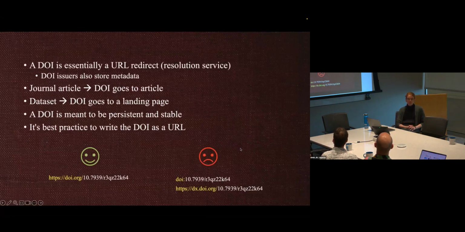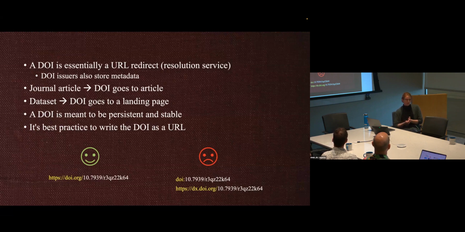A DOI is essentially a URL redirect, or sort of like a resolution service, so that the DOI will take you to a web page. The DOI issuers also store metadata. So for example, ISBN is another persistent identifier. Maybe when you were a student, you remember getting textbooks by the ISBN. That one doesn't have any metadata associated with it. The DOI does. And there are other persistent identifiers too. DOI is the big one for scholarly materials in particular.